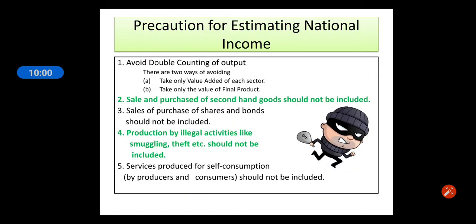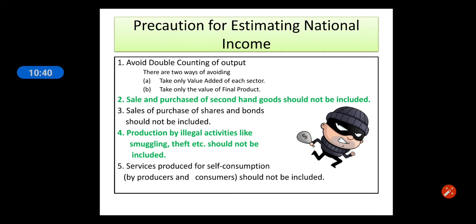Now let us solve some questions. Before solving, there are certain precautions to be taken while calculating. Number one is to avoid double counting of output. There are two ways of avoiding double counting. One, take only the value added of each sector, as we discussed earlier in the first part: if we subtract IC from value of output, we get value added. Or take only the value of final product. This is a way to avoid double counting.